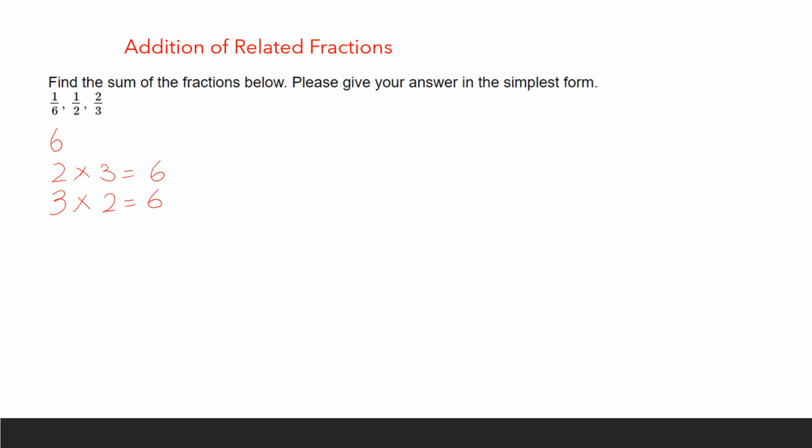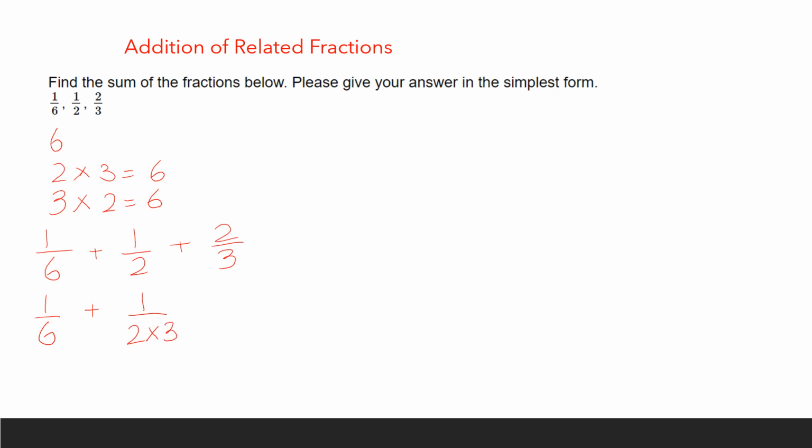So now I'm going to add them: 1 by 6, 1 by 2 and 2 by 3. When I'm going to add the fractions, my first goal is to make the denominators equal. So it's 1 by 6. Our second fraction is 1 by 2. Here I need to make this denominator equal to 6. So how can I make it? I can make it equal to 6 by multiplying it with 3.